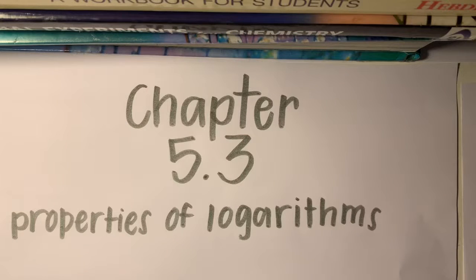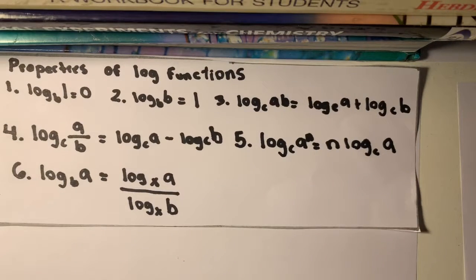Hi guys, so today we'll be doing chapter 5.3, properties of logarithms. Before I get to it, I'm just going to go over the properties of log functions that you should probably memorize and just know in general. Number one is log base b of 1 is equal to 0. Number two is log base b of b, where the base is the same number as the number beside it, is going to equal 1.